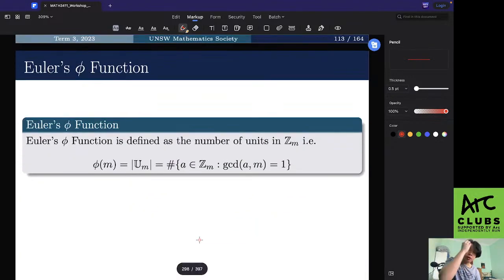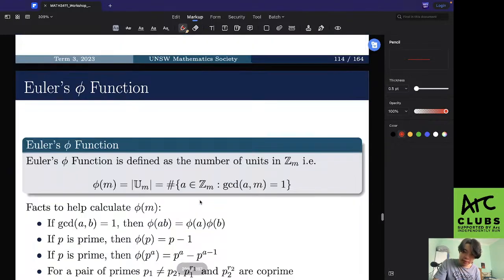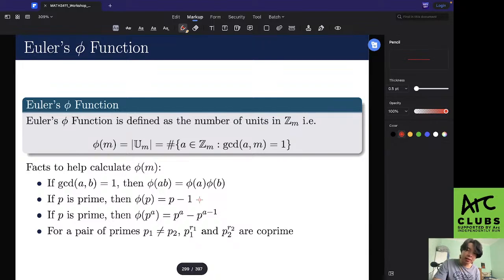We also have Euler's phi function, which is pretty useful, as we'll see later. It's essentially just how many units Z_m has, right? What is the size of the set of units, the number of elements in Z_m such that the GCD is equal to 1? It might be a bit hard to calculate, but we have a couple of facts to help us.